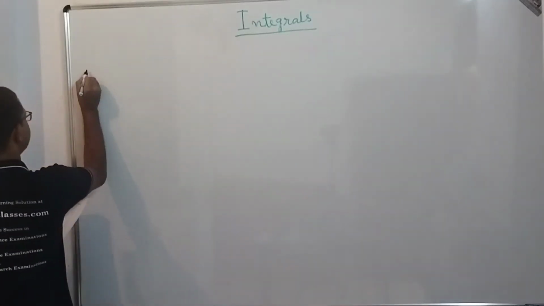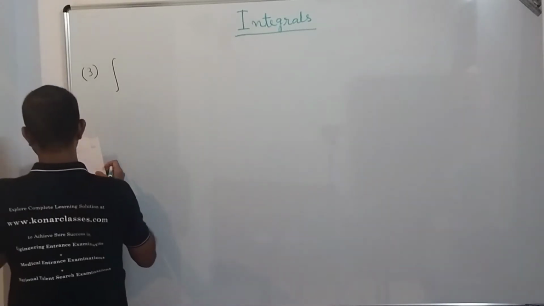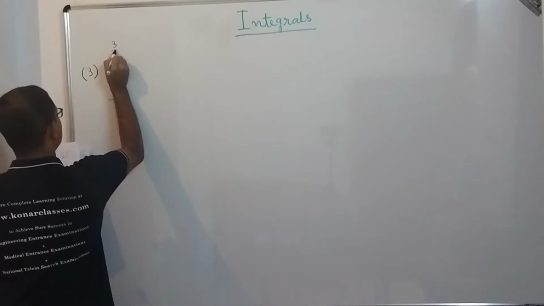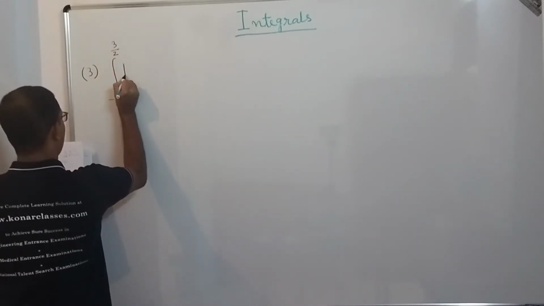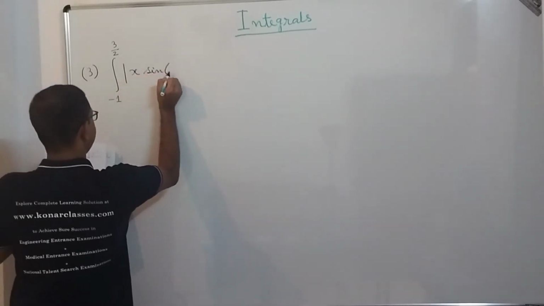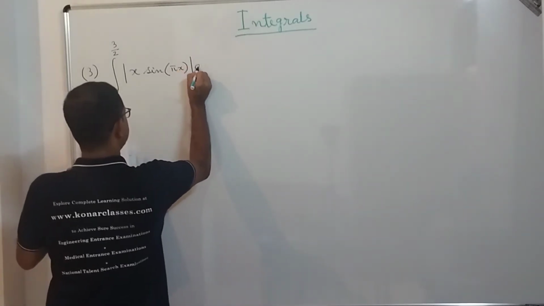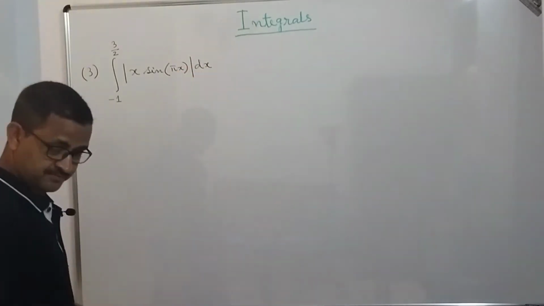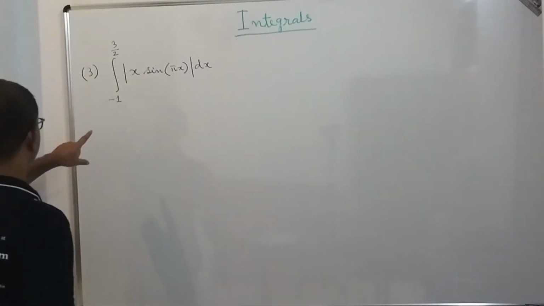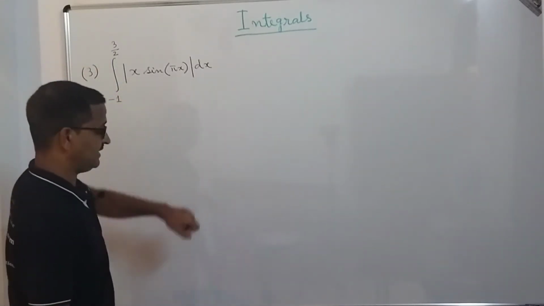And here is question number 3. We need to perform this definite integration from -1 to 3/2 of |x sin πx| dx. So it is the integration from -1 to 3/2 of mod of x sin πx dx.